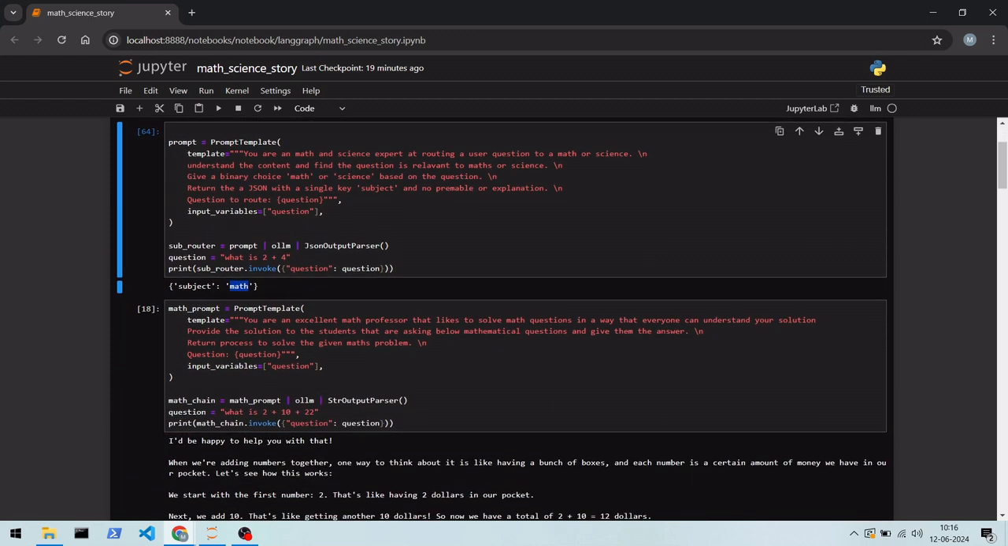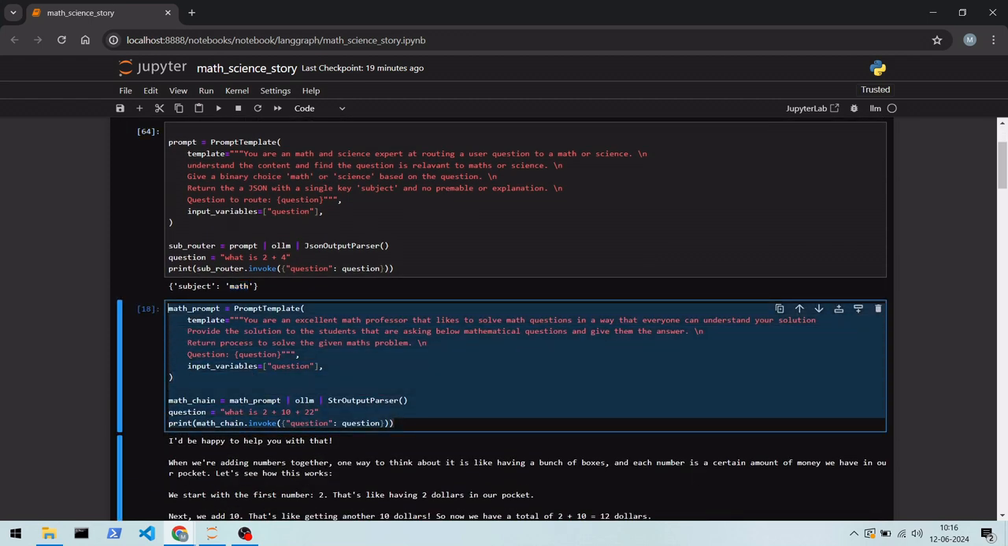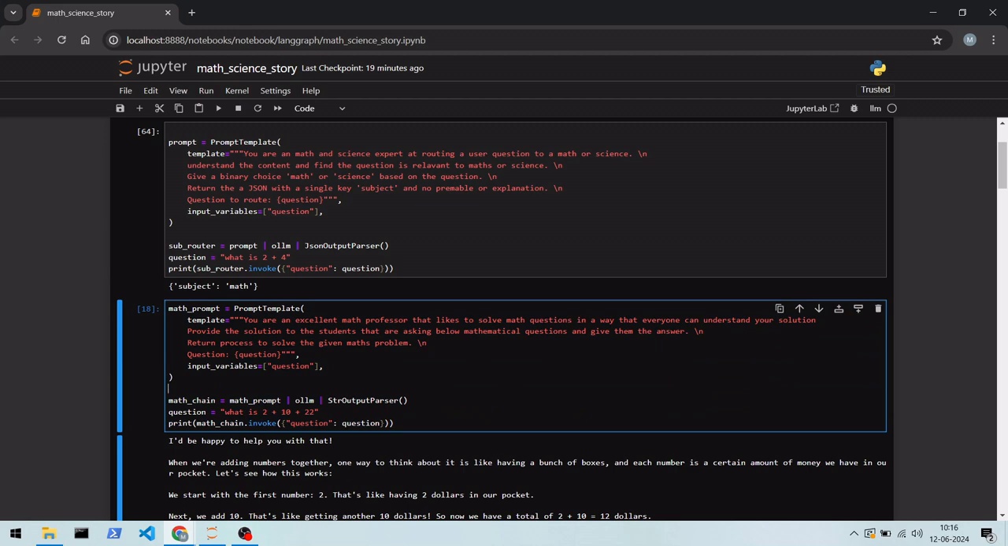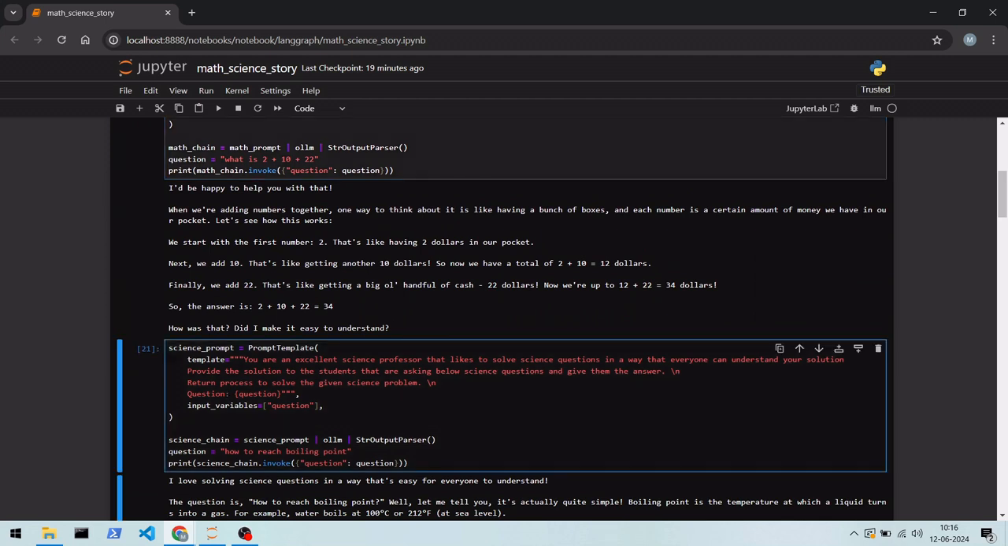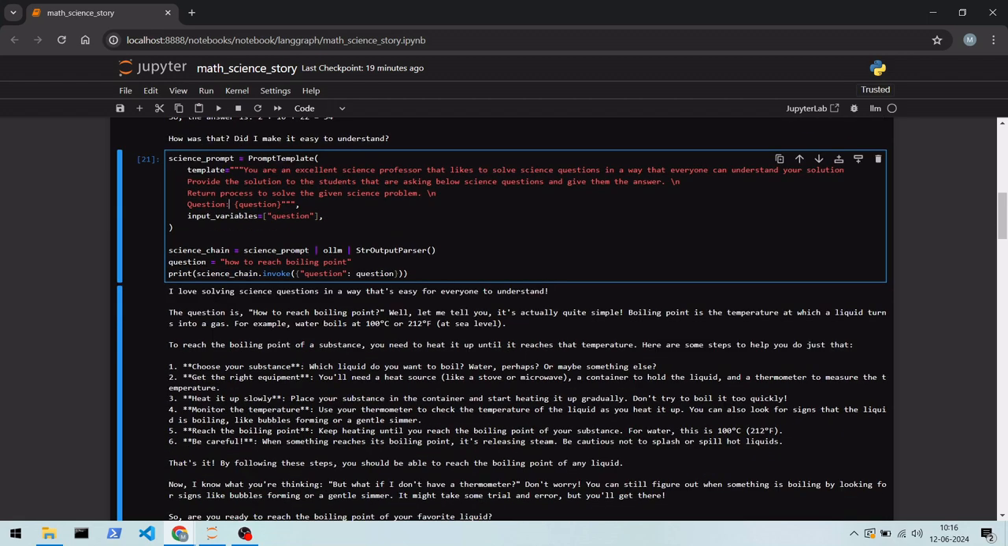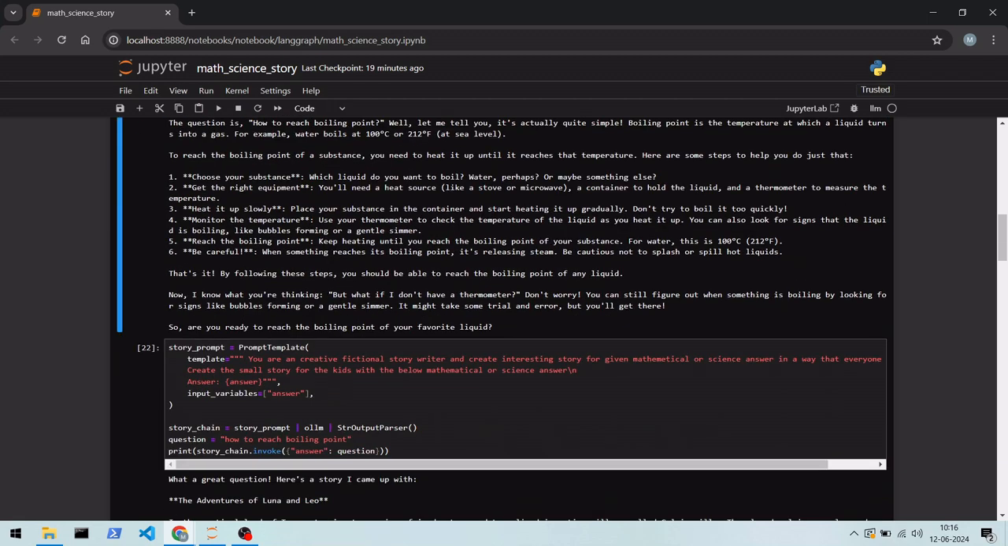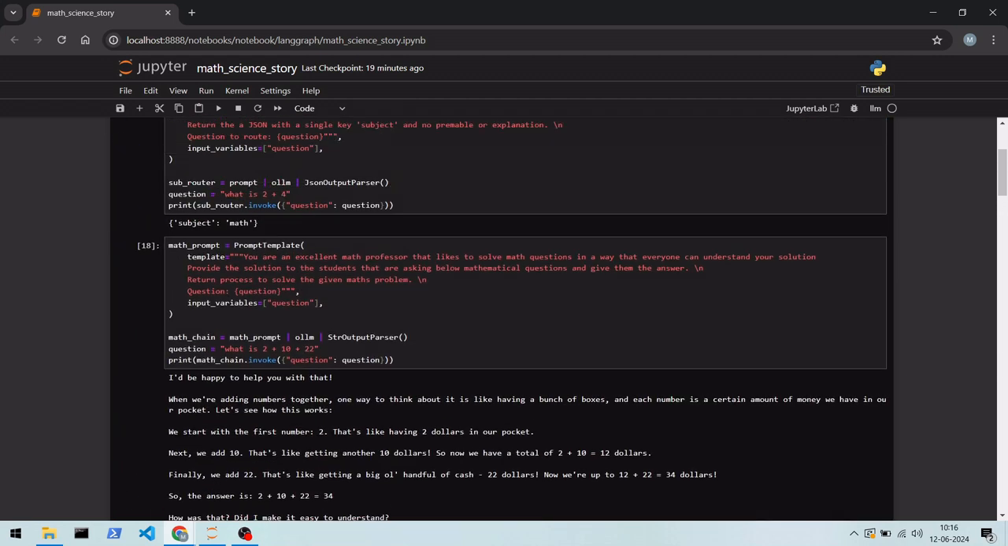Next is a math chain. So it creates a solution for the given math problem. Like that, we have a science chain which gives the solution for the science related questions. Next one is a story chain which creates a story based on the solution given by the science or math chain.